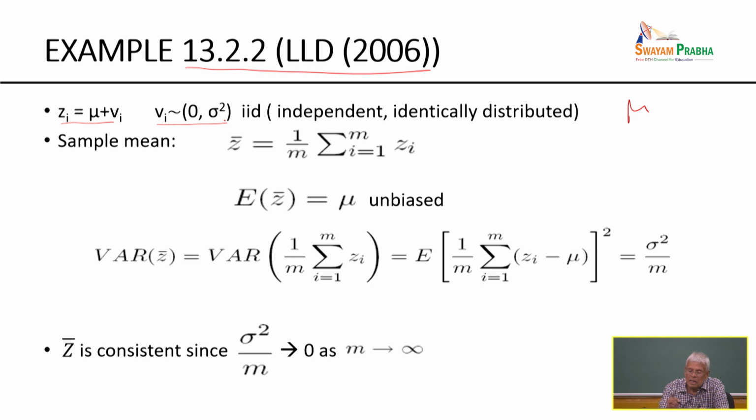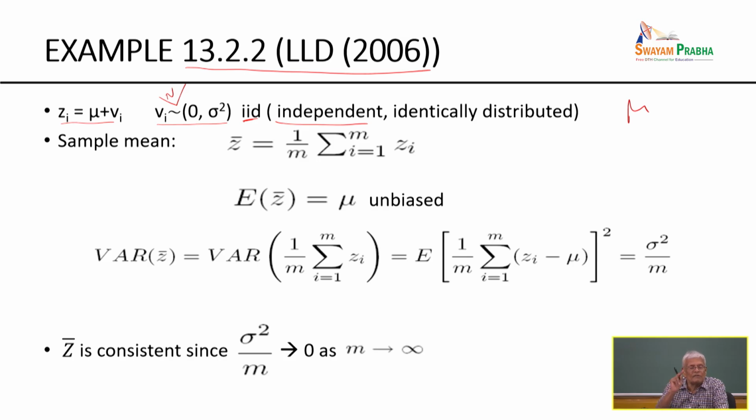I'm going to assume vi is normal with 0 mean and sigma square variance. IID means independent, identically distributed. So what does it mean? Each of the vi comes from the same distribution, and v1 is independent of v2, which is independent of v3. What does the notion of independence mean? The result of the ith task does not affect the result of the i plus 1th task, and is not dependent on the i minus 1th task. That's called statistical independence.